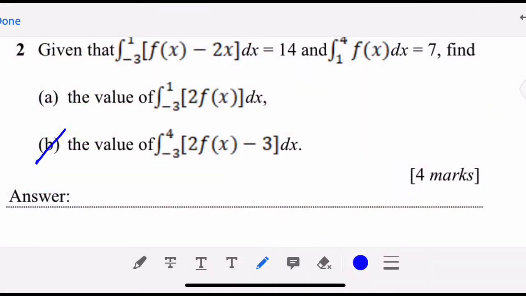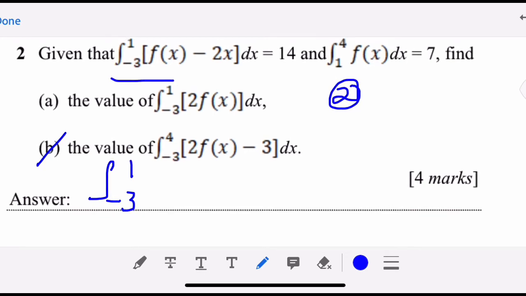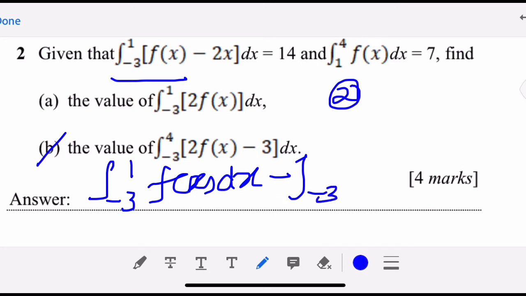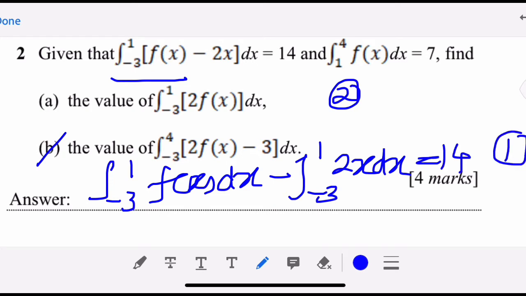Part A was 2 marks. So if you separate the function, integrate from -3 to 1 of fx dx minus integrate -3 to 1 of 2x dx, where the integral of fx is equal to 14, you will get 1 mark here, right?